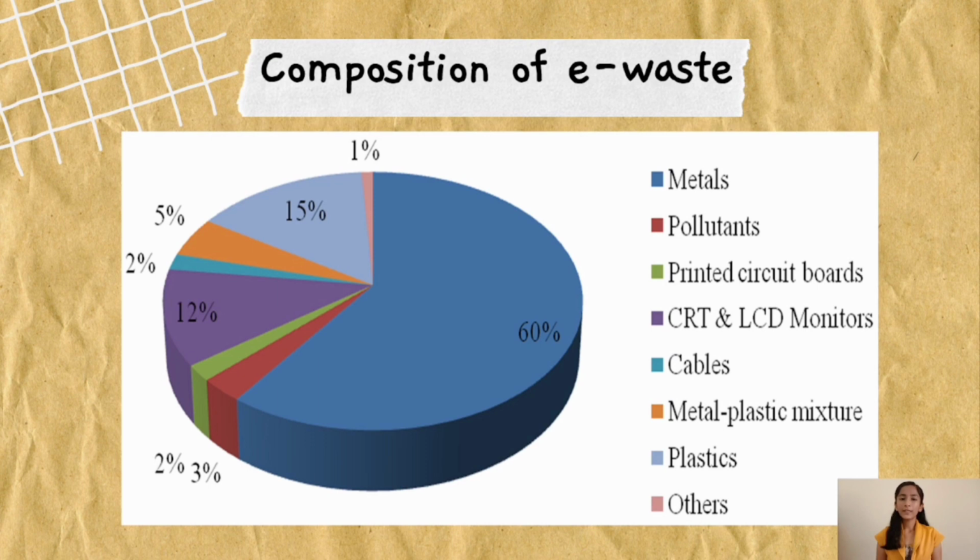Composition of e-waste. E-waste is majorly composed of metals about 60%, pollutants 3%, printed circuit boards about 2%, CRT and LCD monitors about 12%, cables 2% and 5% of metal plastic mixture, 15% of plastics and other waste materials about 1%.